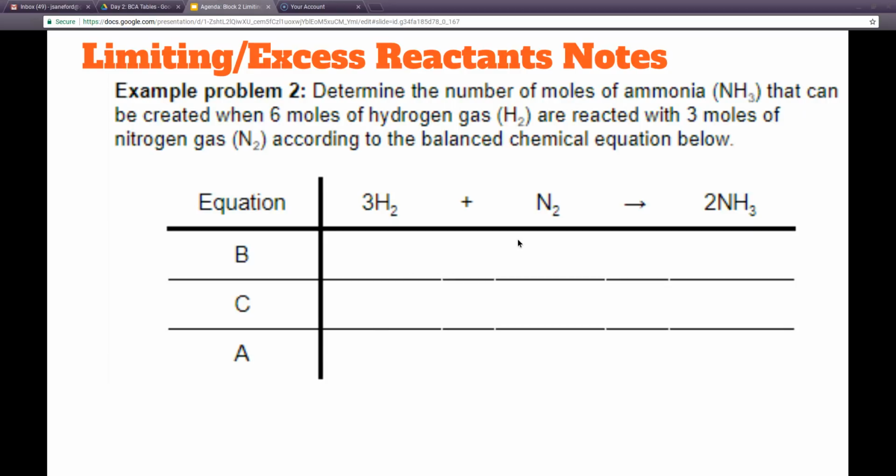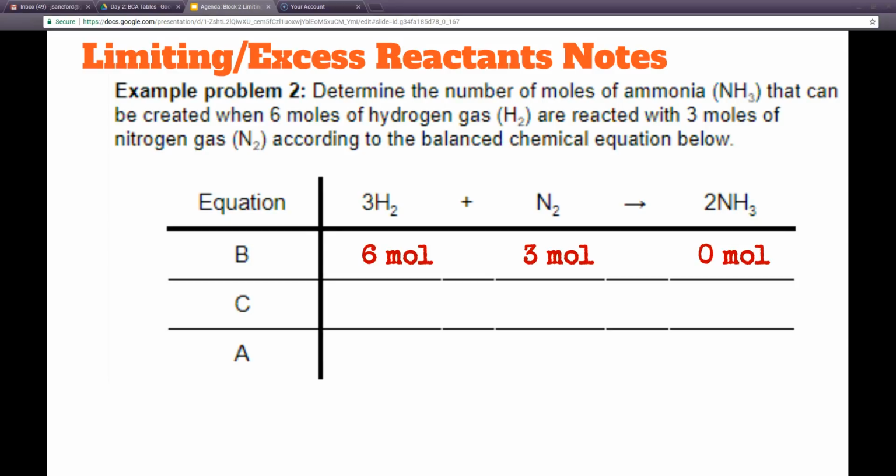So we've got to figure out the number of moles of ammonia that are created when we have 6 moles of hydrogen gas. They're going to react with 3 moles of nitrogen gas, and we've got our balanced equation here. So again, the before line, we're always going to fill in the information that they give us and what we can know logically. So they tell us 6 moles of hydrogen gas, so we're going to put that in. They also tell us 3 moles of nitrogen gas, so we're going to put that in. And we know that before this reaction happens, there's no ammonia, so it's 0 moles.